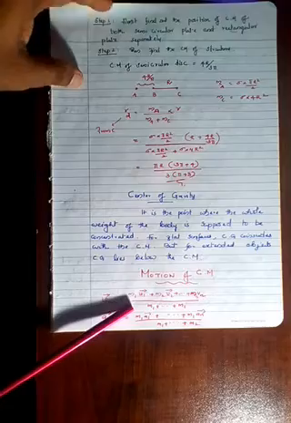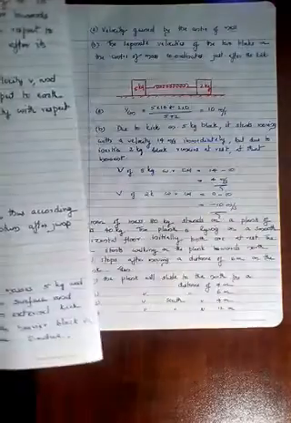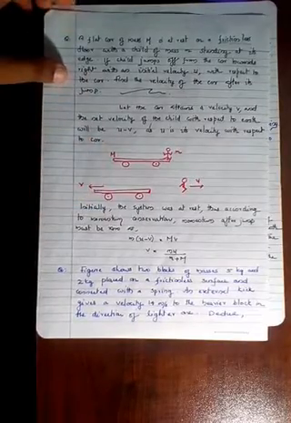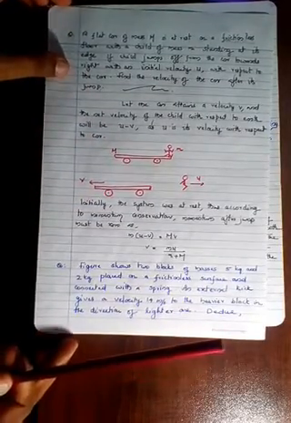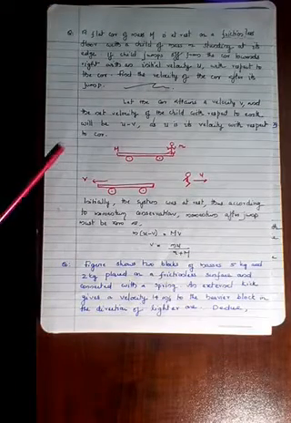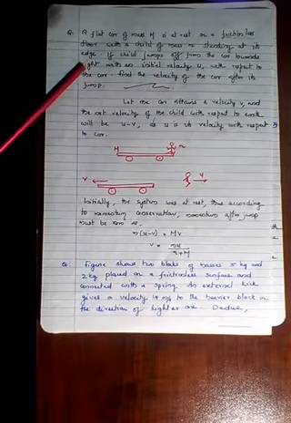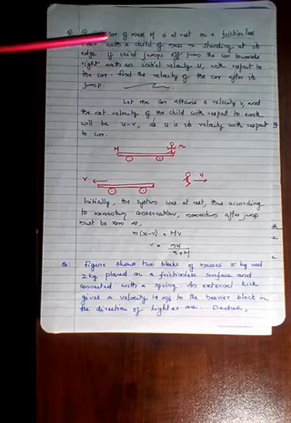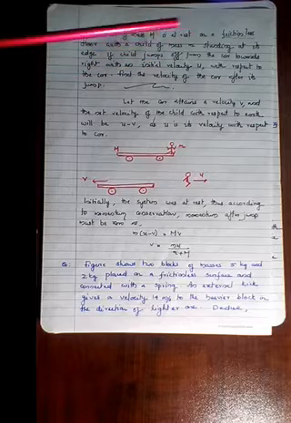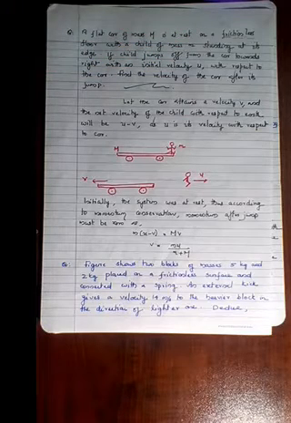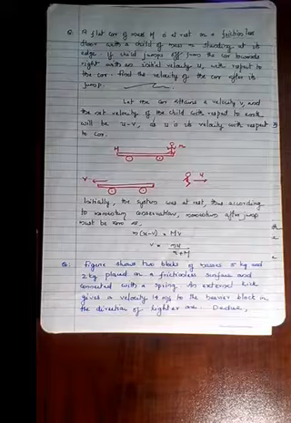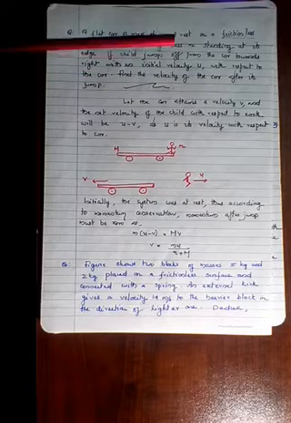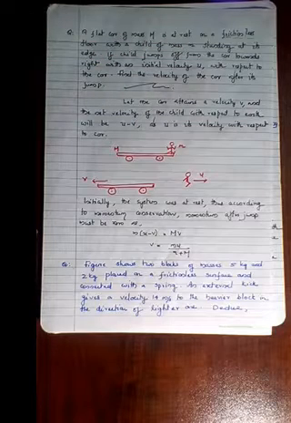Very good aspect. You can go through some important questions. A good concept. A flat car of mass m is at rest on a frictionless floor with a child of mass m standing at its edge. If the child jumps off from the car towards the right with an initial velocity u with respect to the car, keep in mind, with an initial velocity u with respect to the car, then find the velocity of the car after its jump.